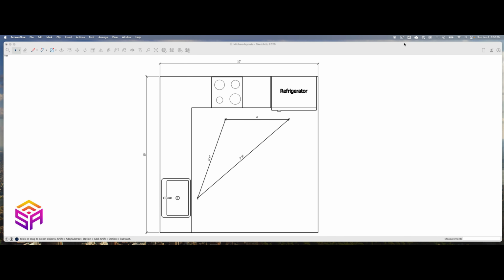Hello and welcome back to SketchUp Assist. In this video, we're going to be using SketchUp to explore some kitchen layout concepts, so stick around.